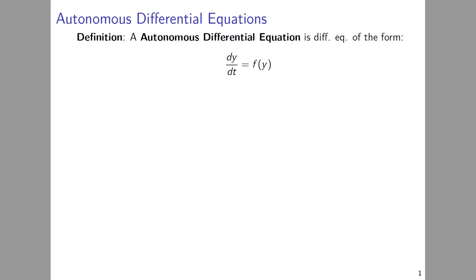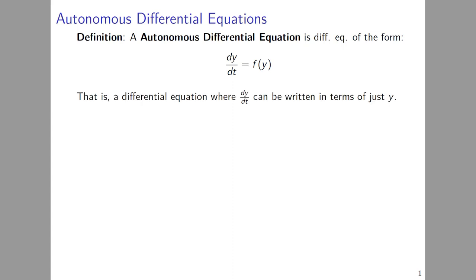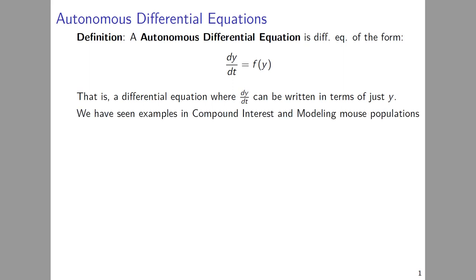The next class of differential equations that we'll define are autonomous differential equations. An autonomous differential equation is a differential equation of the form dy/dt equals f of y. That is, a differential equation where dy/dt can be written just in terms of y and not in t. We've seen examples of autonomous differential equations in the compound interest and modeling of the mouse populations.